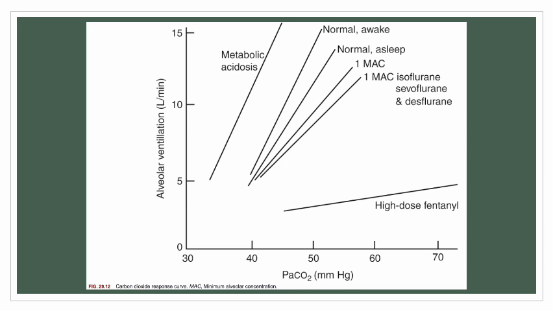And that line is shifted to the right slightly when we're sleeping, so it requires a little bit higher of a PaCO2 to increase minute ventilation. Our anesthetic agents, if you're only thinking about volatile anesthetic agents, are going to further shift that PaCO2 response to the right, meaning it's going to take a higher PaCO2 to stimulate respiratory effort or alveolar ventilation. And then finally, all the way down to the right, high-dose fentanyl requires a significantly higher PaCO2 to increase alveolar ventilation.